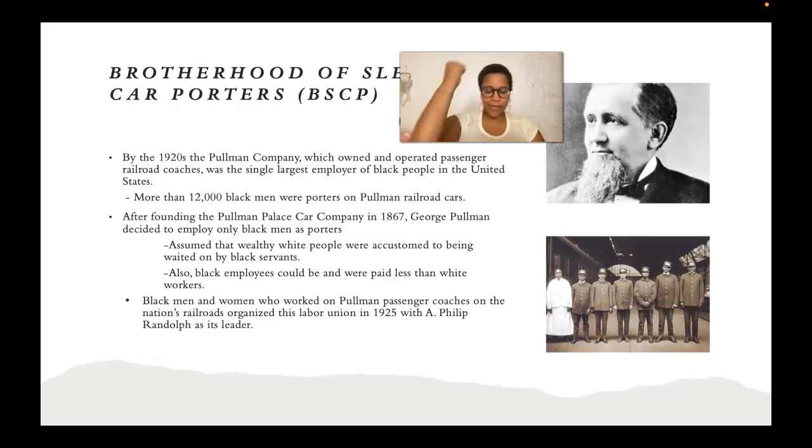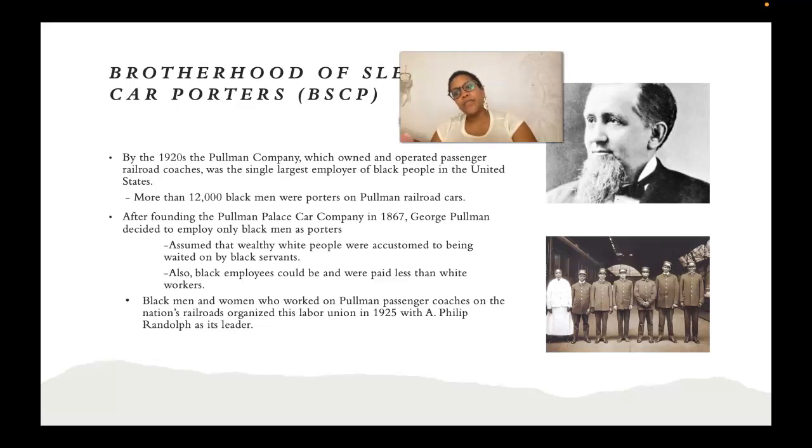And for those of y'all who are like, oh my God, he's an advocate for racial justice, not quite. So basically you have Pullman assuming that wealthy white people were accustomed to being waited on by black people. So we should just continue that, keep that going. Also, he realized that black employees could be and were paid less than white workers.